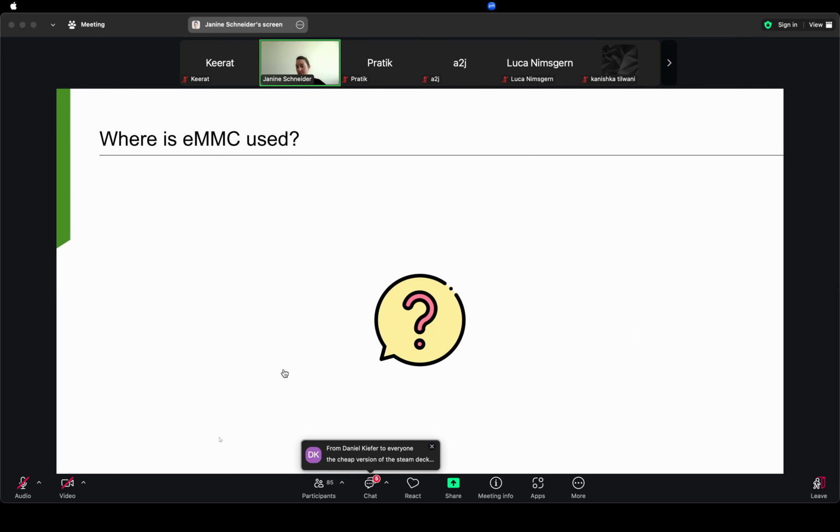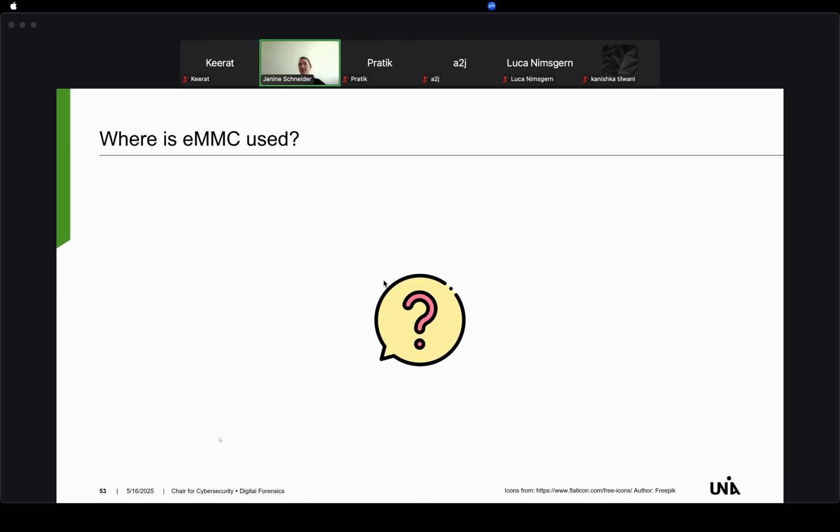The cheap version of the Steam Deck, I think. Yeah. What else? Maybe IoT devices like bulbs. Bulbs, I don't think they have. Do they have like persistent storage? I don't know. I don't think so. I don't know. Good question. Have to research that. What else?